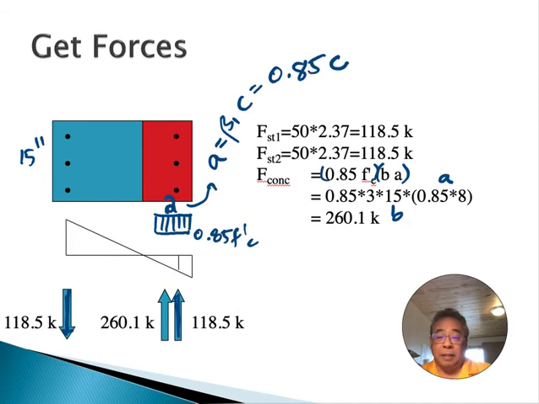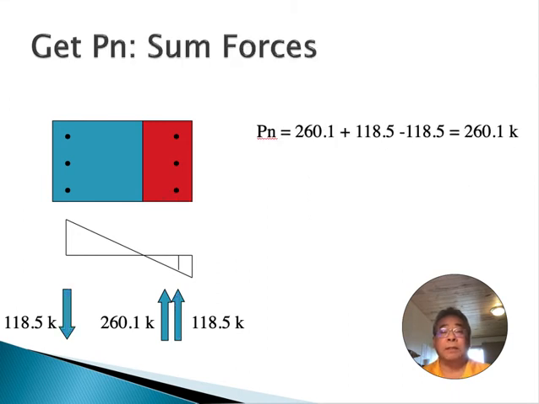And here's our free body diagram on the face of the column. These two 118.5 kips up and down, and that 260.1 kips up. So up is compression, down is tension in this picture. Okay, so we've got the forces, and once we get all the forces, we add them up to get the total P. So you have that 118.5 up, 118.5 down, they cancel each other out. So you have 260.1 kips is Pn. That's how much the column will hold at failure.